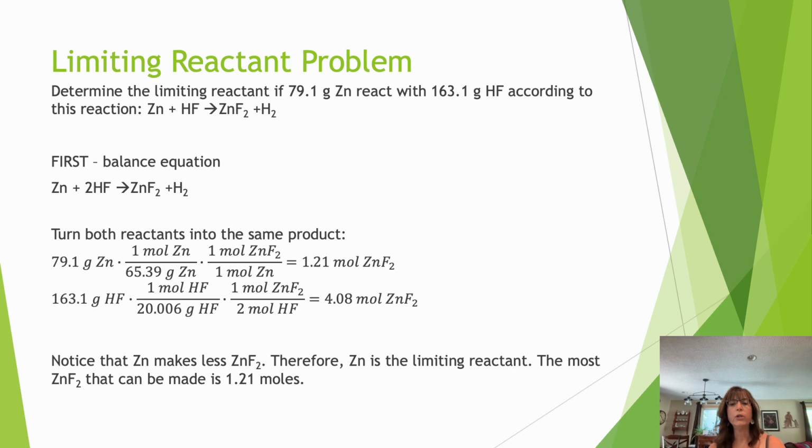So what do you know? You know for a fact that you use 79.1 grams of zinc, and you can easily turn that into moles. You know you make 1.21 moles of ZnF2. You do not know how much HF you used. Yes, you know what you have, but you didn't use it all. We'll tackle that next.